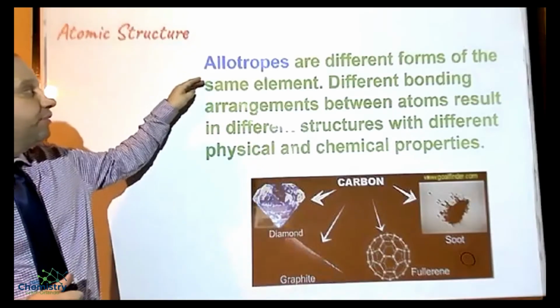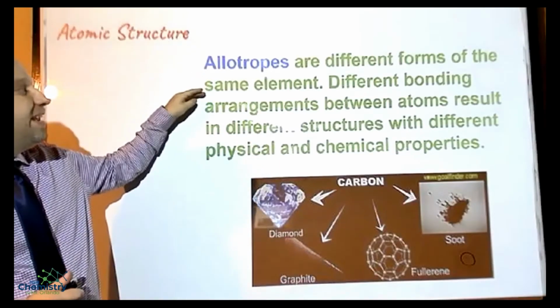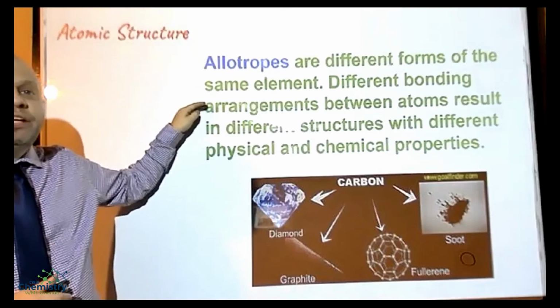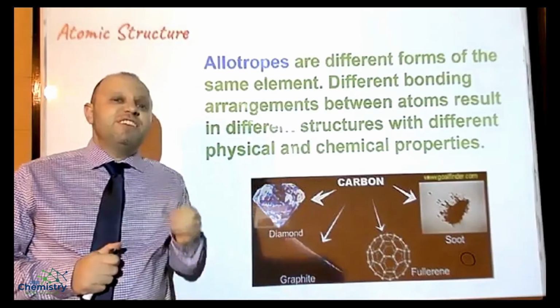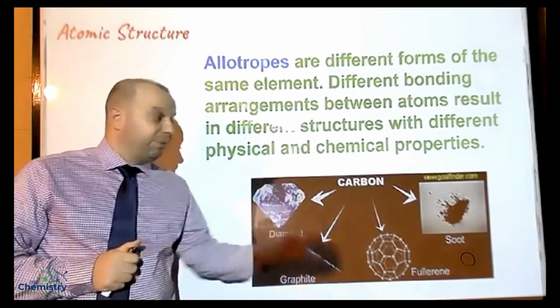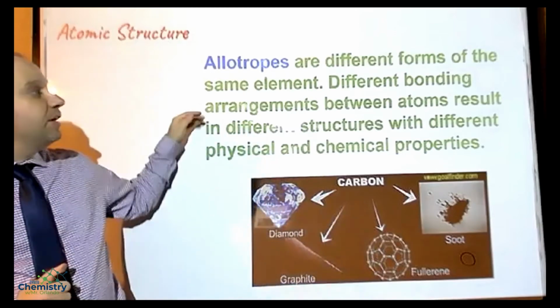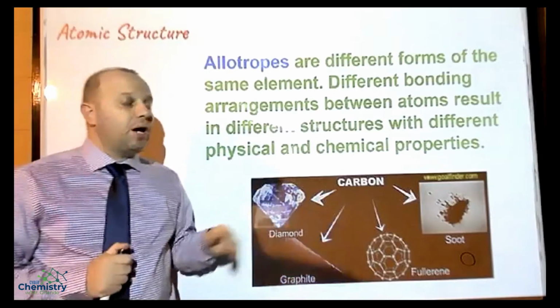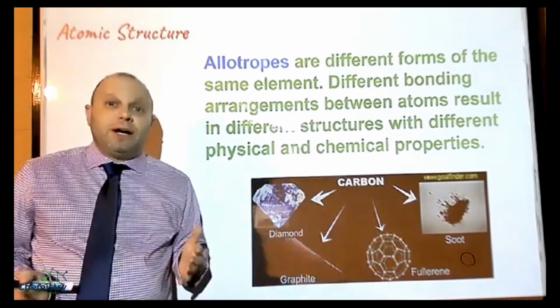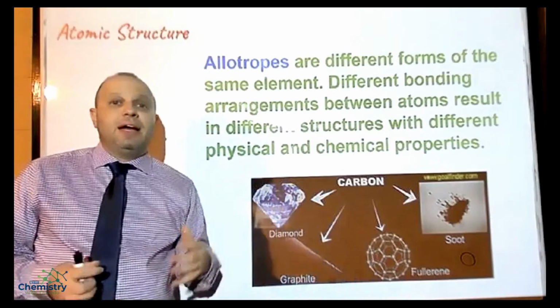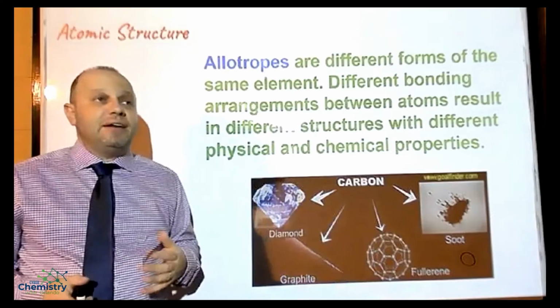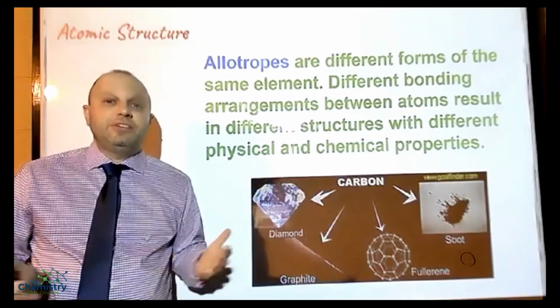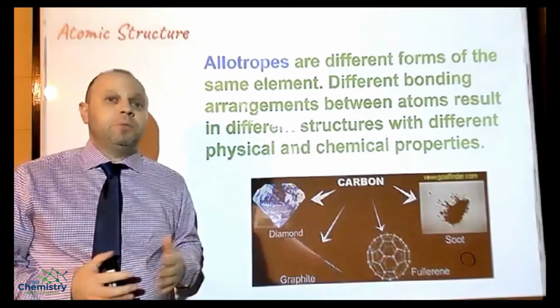Allotropes are different forms of the same element. They have different bonding arrangements between atoms, and that's really what makes them different from their other allotropes, with different structures and different physical and chemical properties. Obviously, growing up, I never thought about the fact that carbon had so many different forms, and that's just one example.